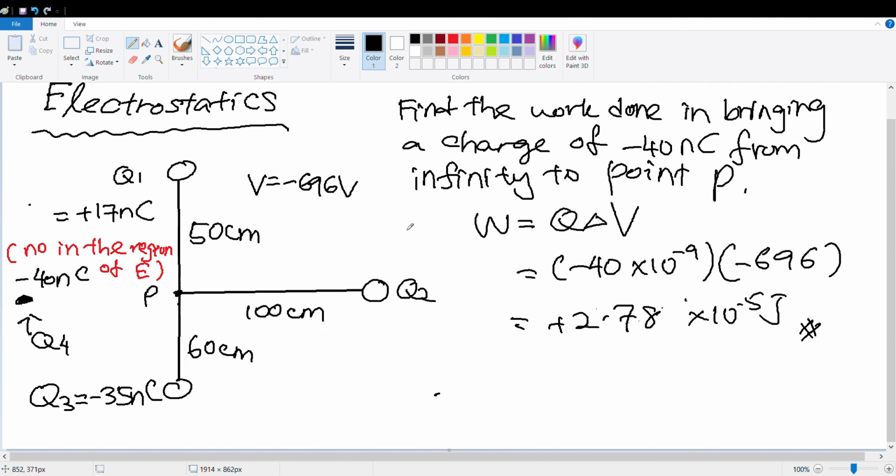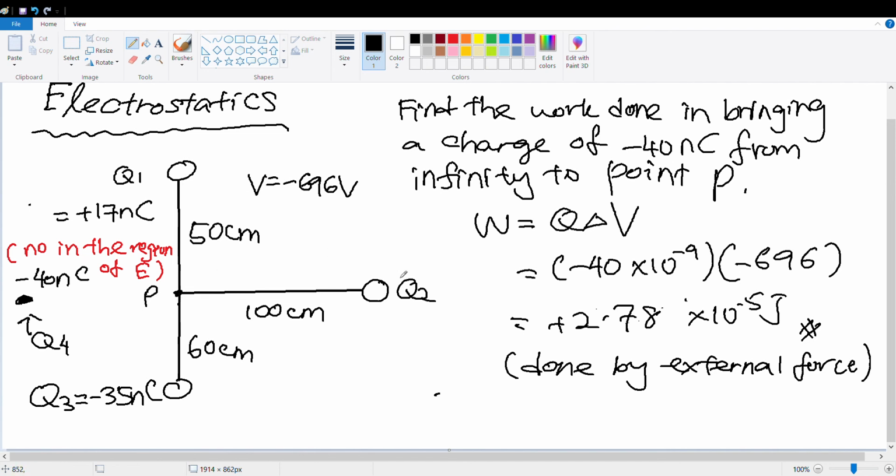So this work done is actually done by an external force. So we call this the work done by the external force to move the charge Q4 to point P.